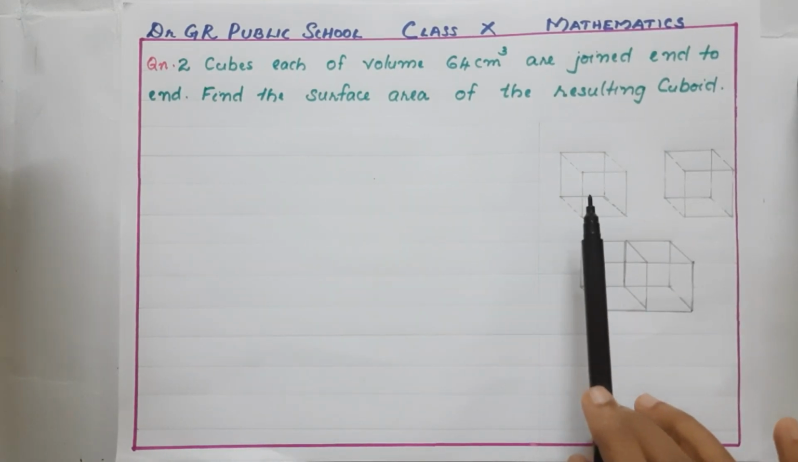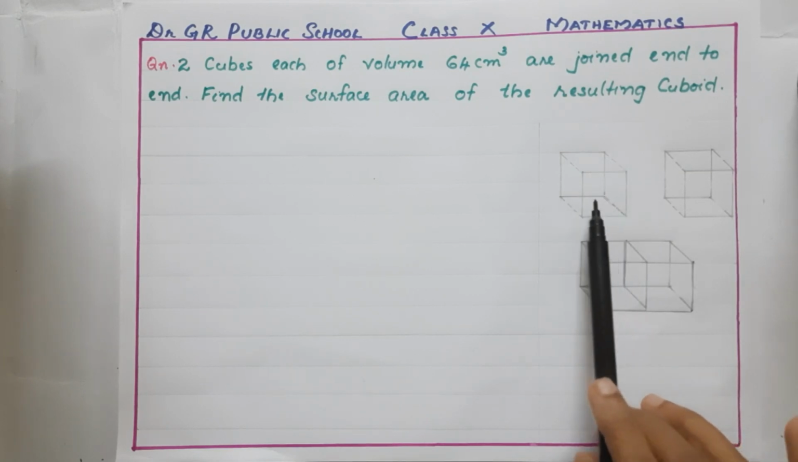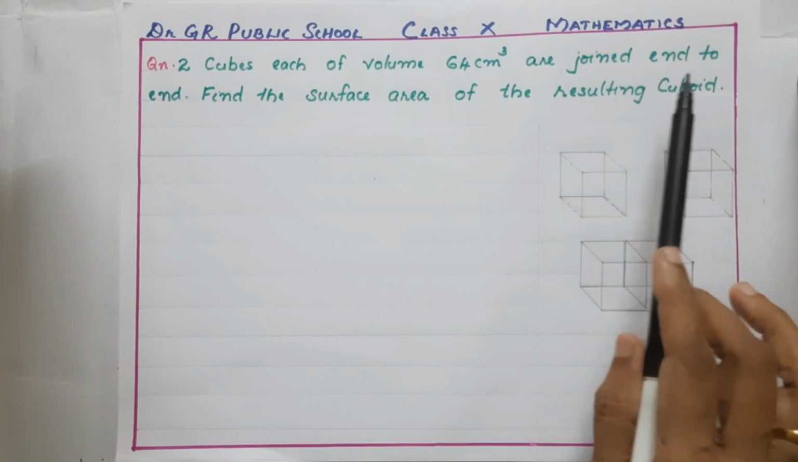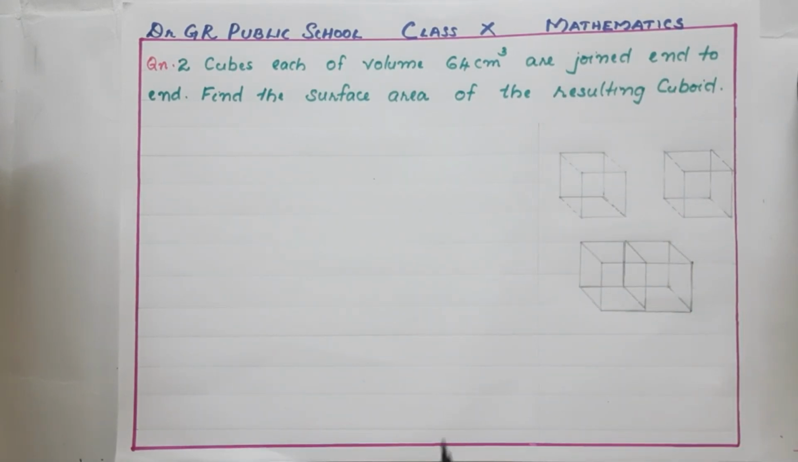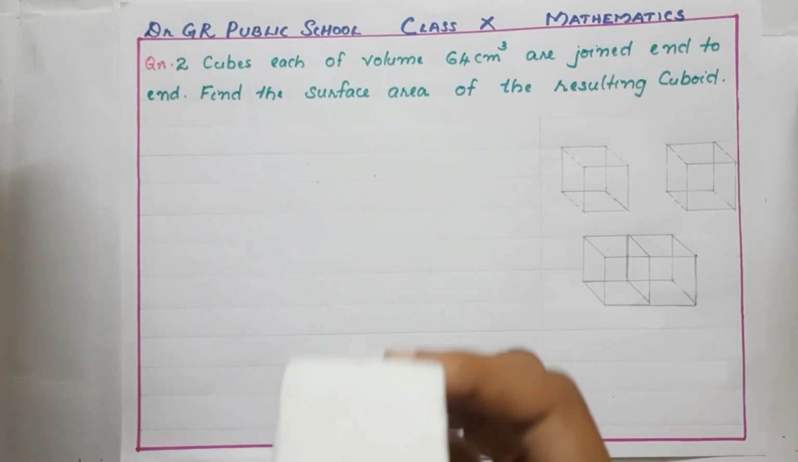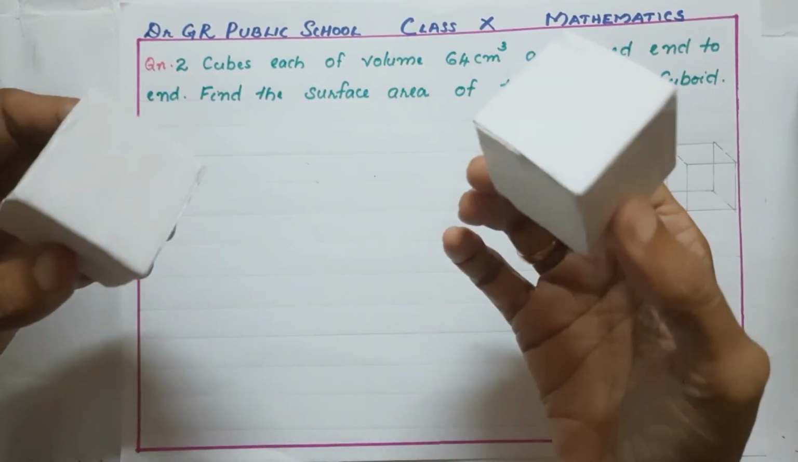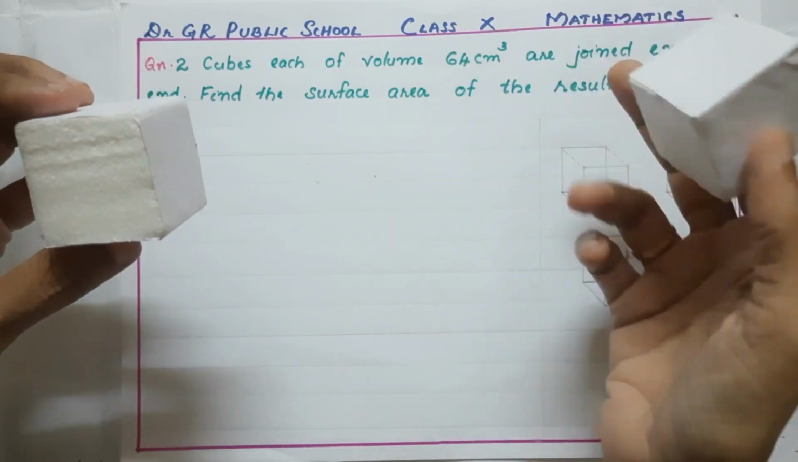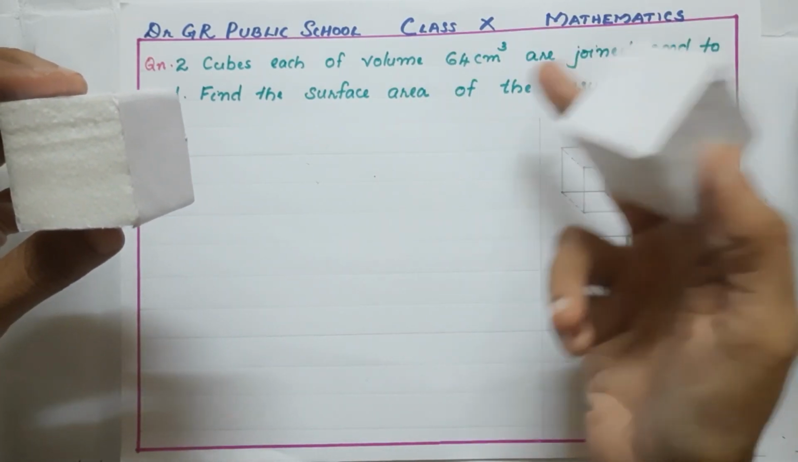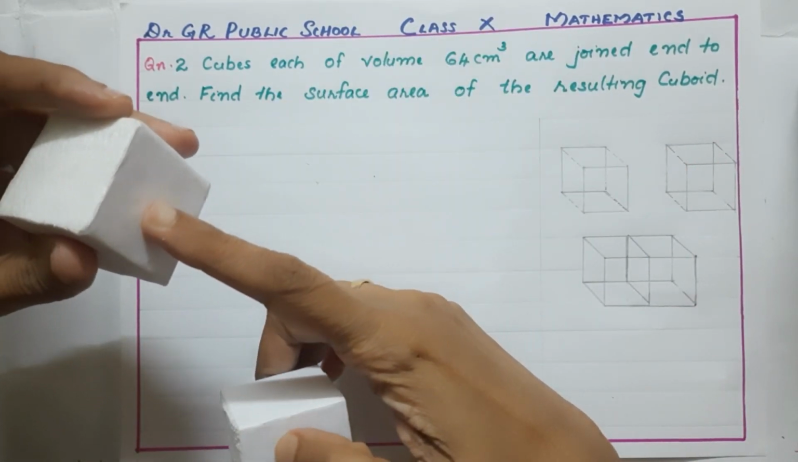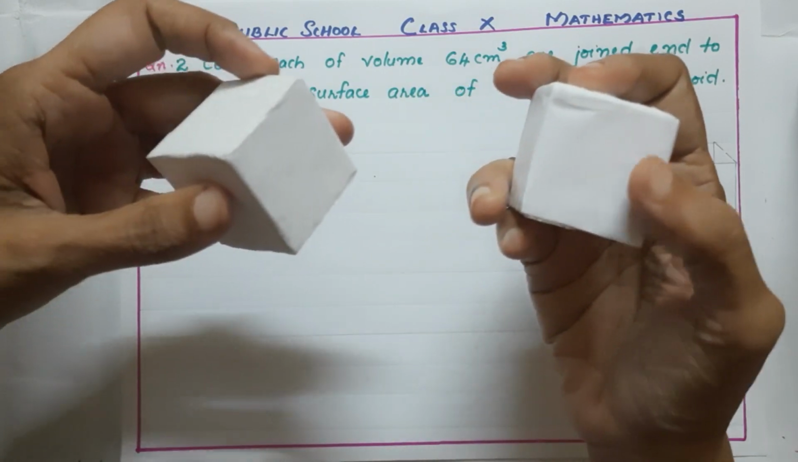So you know what is a cube. And here you can see two cubes, and they are joined end to end. So we have to join two cubes like this. See, these are two cubes. And what is given? We have to join end to end. So we are joining the one end of this cube and another end of this cube.